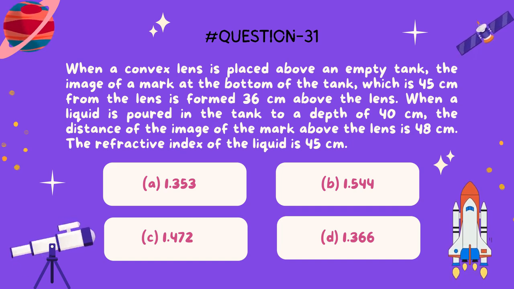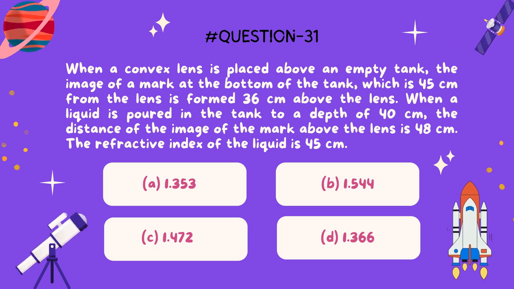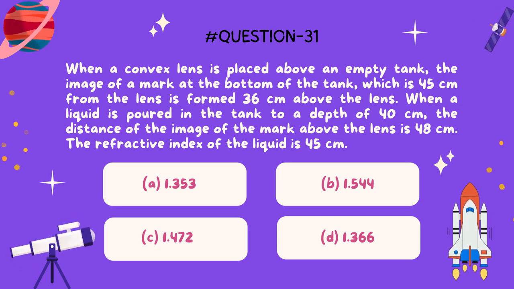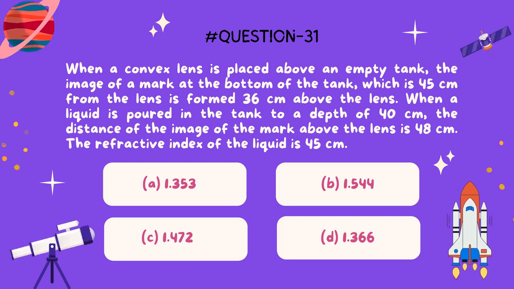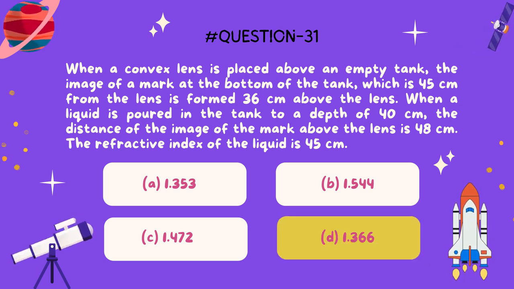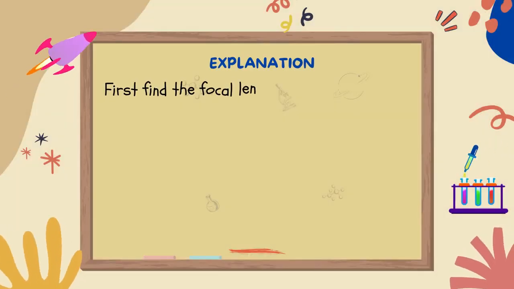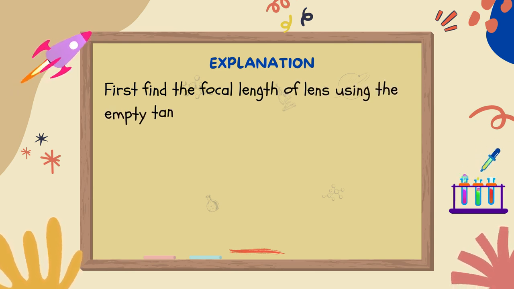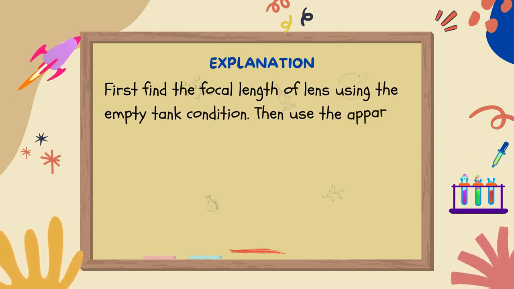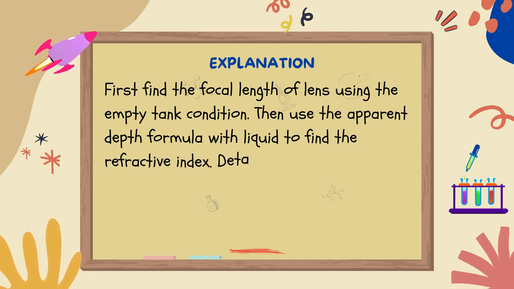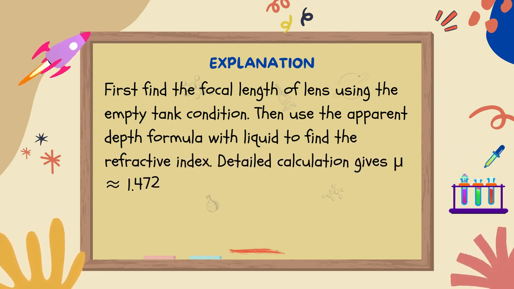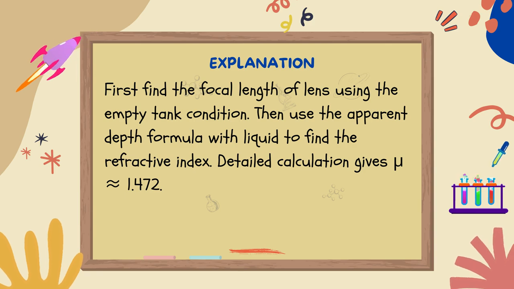A. 1.353. B. 1.544. C. 1.472. D. 1.366. Correct answer: D. 1.366. Explanation: first find the focal length of the lens using the empty tank condition. Then use the apparent depth formula with liquid to find the refractive index. Detailed calculation gives mu approximately equals 1.472.